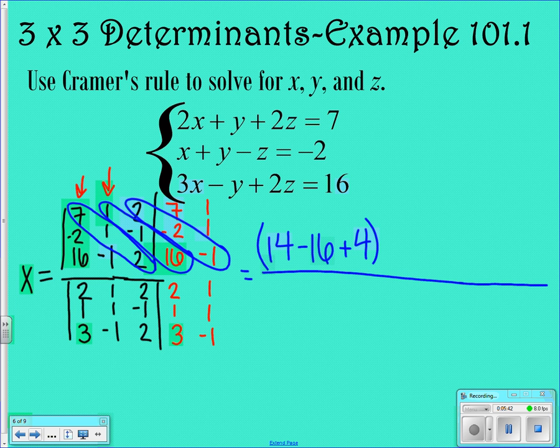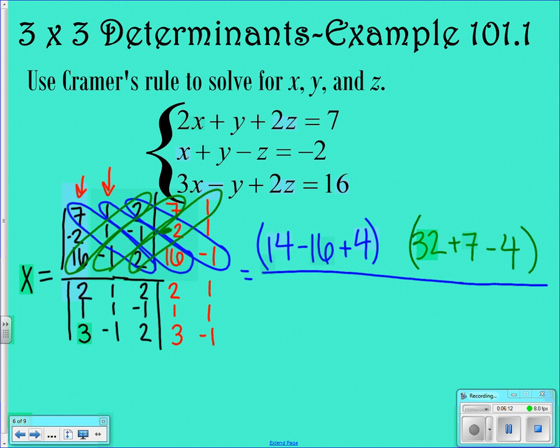Now you have to go back, and you go from the bottom left to the top right, always using the diagonals that have three numbers. You multiply those three together, which is going to be a 32. Then you multiply these three numbers together, which is going to be a 7. And then you multiply these together, and there is a negative right here on that 2, so that's a negative 4. Now, just like you did with your 2 by 2, you do the first number minus the second number. Well, now we have 3 minus the other 3. So that would be for your numerator.